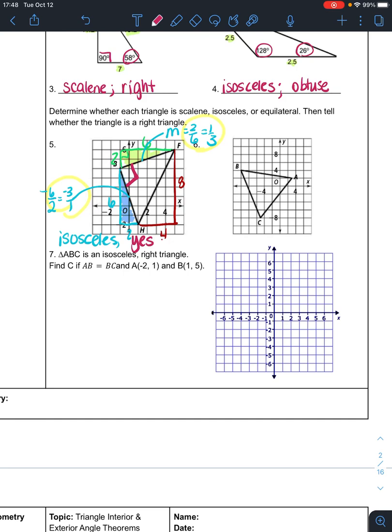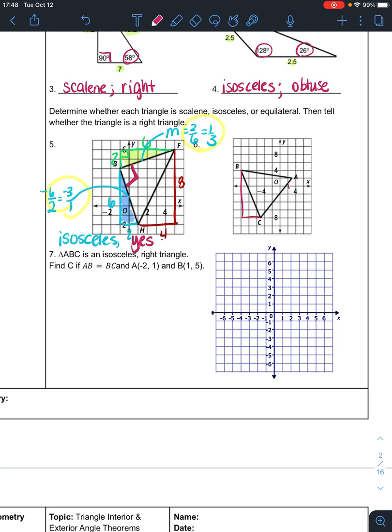Okay, so let's look at number 6. So we'll check our slopes real quick. Notice these numbers don't come out pretty, and that's okay. Really, all we need to know is is it scalene, isosceles, or equilateral? So we can go down here. Also notice we're counting by 2s. So that's important, count by 2s.